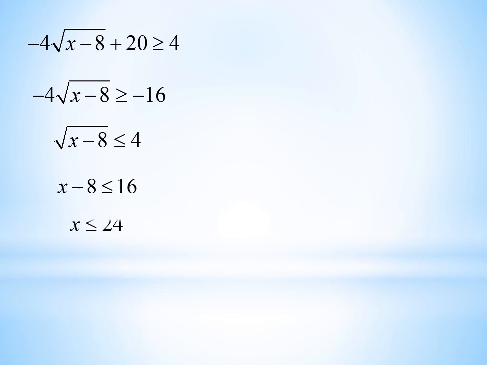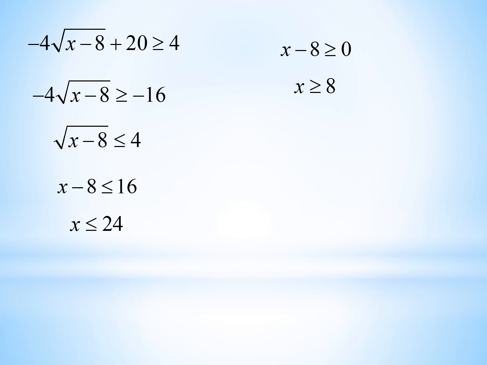Let's try another one. We're going to isolate the radical, so we're going to subtract the 20 and divide by 4. We're going to continue to solve this by squaring both sides and then adding the 8. So now we know that x is less than or equal to 24, but we also have to make sure that the numbers underneath the radical are going to be positive numbers. So we're going to set up another inequality saying x minus 8 is greater than or equal to 0. That's what will make it a positive number. So we know x has to be greater than or equal to 8.